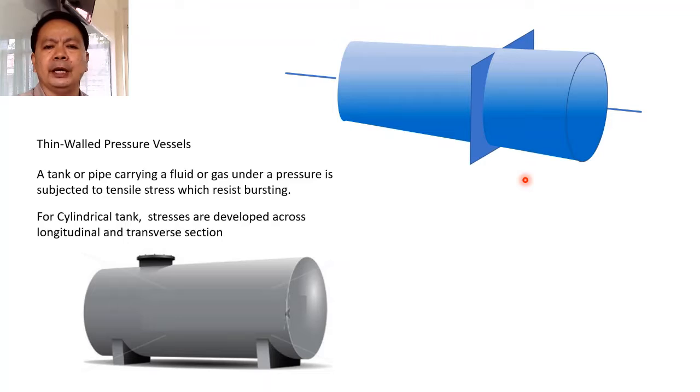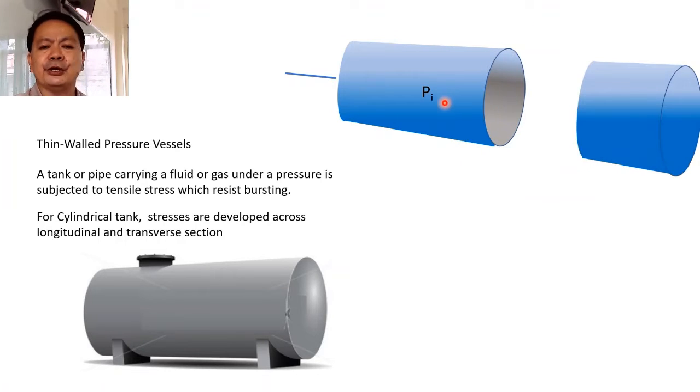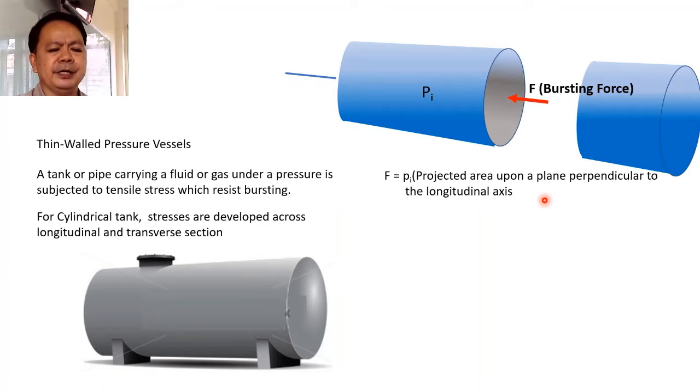Suppose that we try to isolate the two parts of the vessel. In particular, I would like to consider the left part. And here is what will happen. Due to the pressure inside, this vessel will be subjected to a bursting effect F. That bursting effect shall be equal to the product of the internal pressure multiplied by the projected area upon a plane perpendicular to the longitudinal axis.